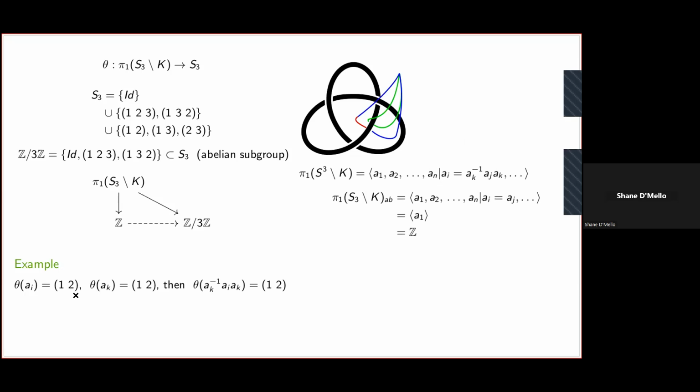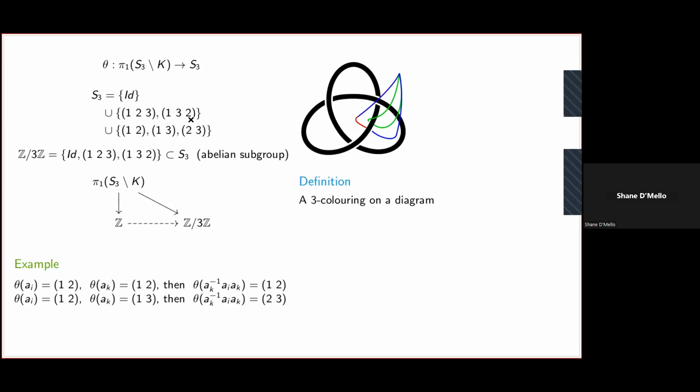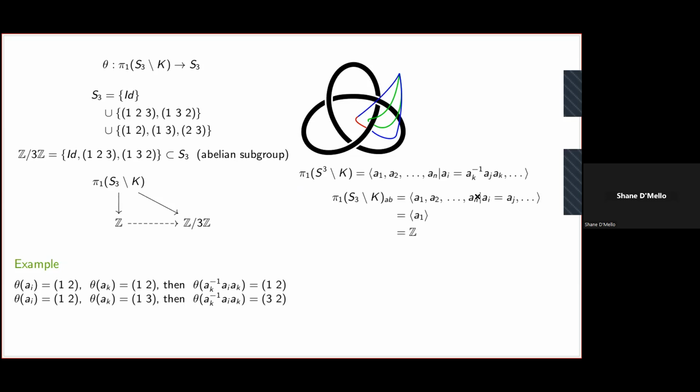So that's one observation. The second observation is that supposing one of them goes to (1 2), but the other one goes to something different. It goes to (1 3). Well, what is the conjugate of (1 2) by (1 3)? It's (3 2) or (2 3), right? And so what this is saying is that if two of the generators which are involved in the same relation go to different generators, then the third one is also going to go to a different generator.